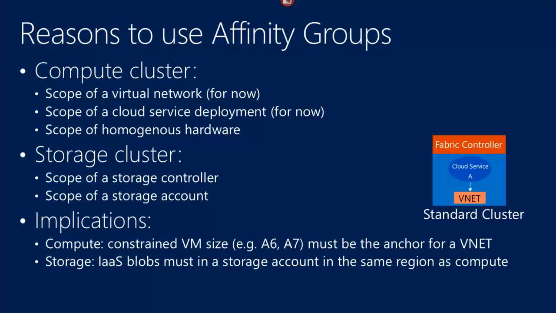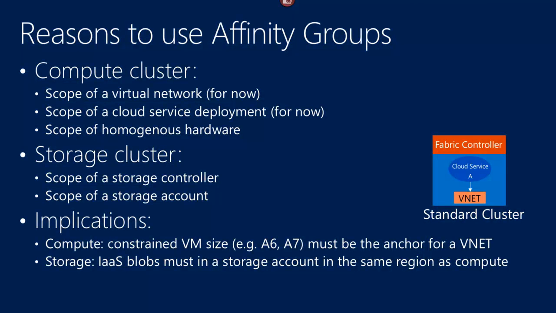But underneath the hood, we still have some of these artifacts of the way the original Azure design, at least for now. We're working on changing them. For now, the Fabric Controller cluster is the scope for homogeneous hardware as well as a single cloud service deployment. When you deploy a cloud service, you go into a particular cluster, like I told you. And the implications of that aren't so much bandwidth between cloud services in different clusters in the same region, because we've got this flat network. The implications are the hardware.